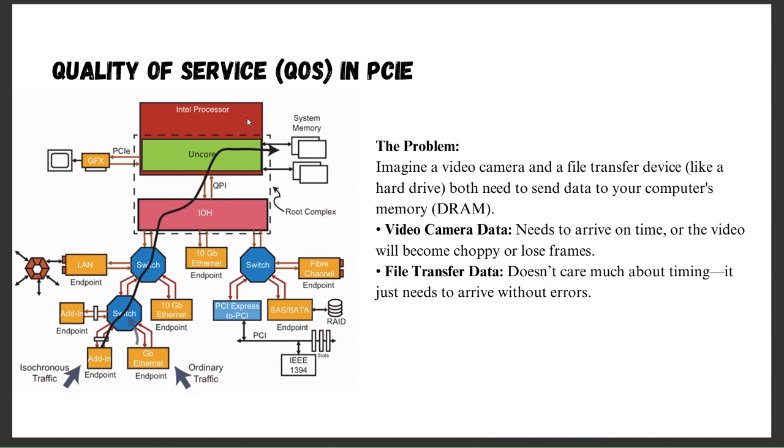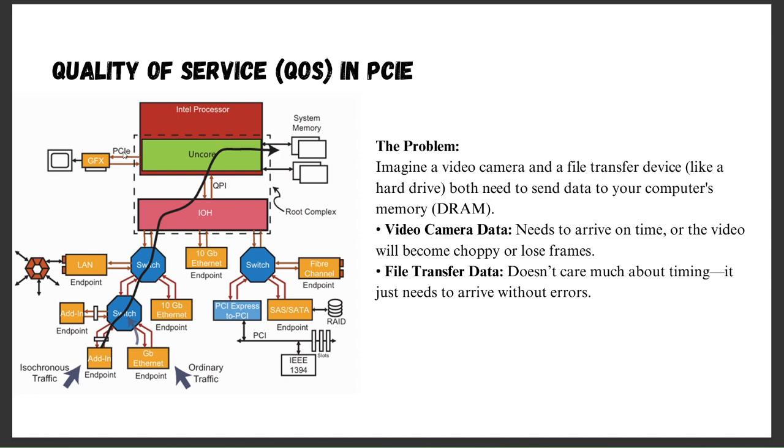So, let us understand quality of service with the help of this diagram. A video camera is streaming live footage to memory, and a hard drive is also sending backup data to memory. What happens without QoS? Both devices compete for the same bandwidth. If the video does not get enough bandwidth, frames are dropped and the video looks choppy.